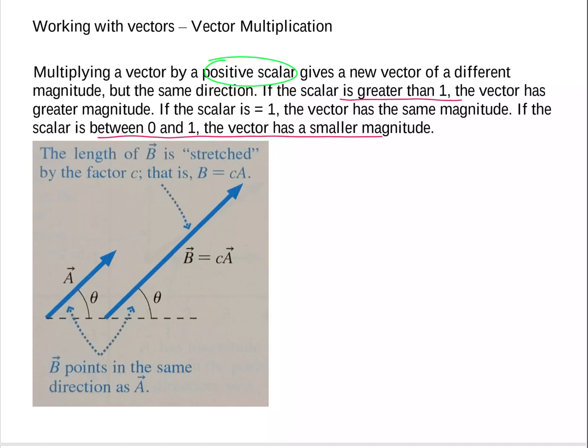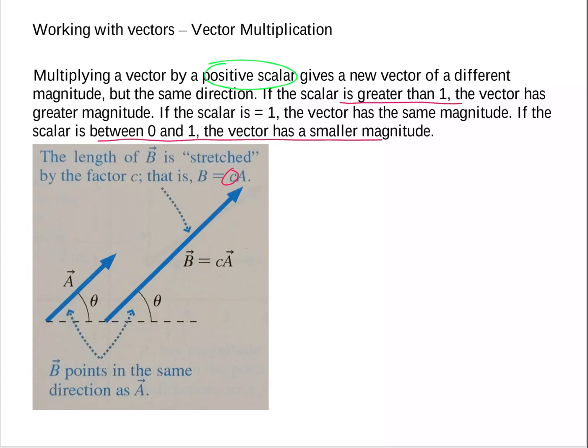So we have the length of vector B stretched by the factor C, so that made it either longer or shorter. It just depends on if this factor C here is bigger than 1 or smaller than 1. If it's equal to 1, we're not going anywhere. We didn't change anything.